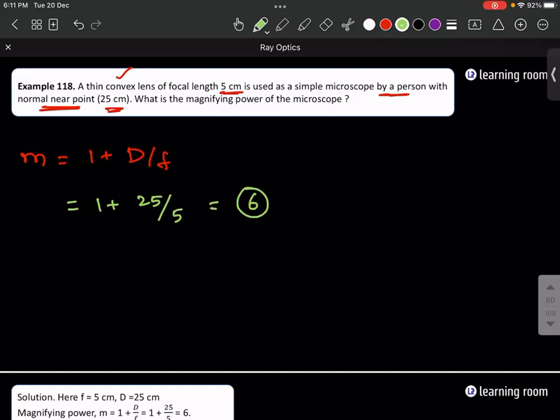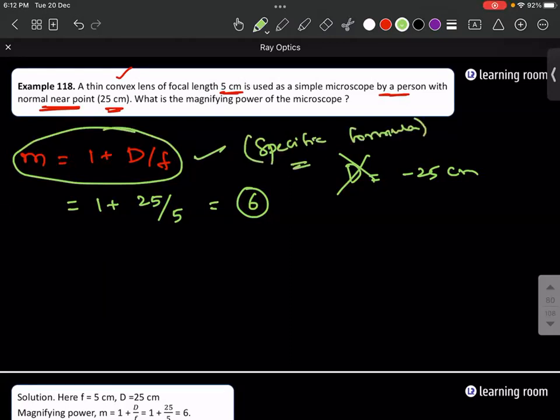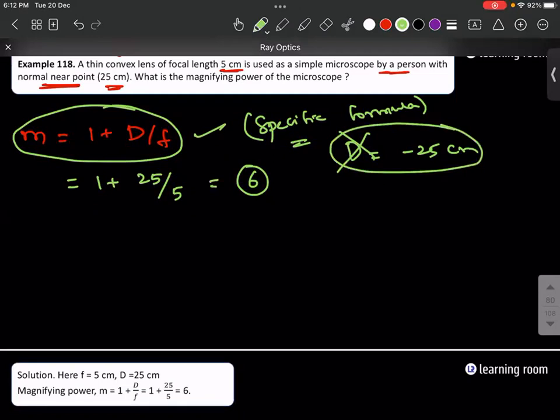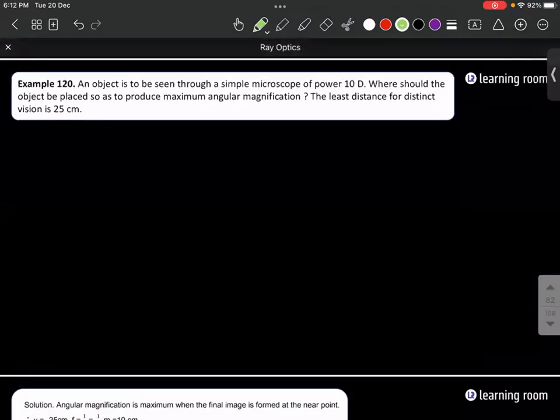Here, if you observe, for capital D I didn't use minus 25 centimeter, because this is already applied during the derivation, and this is a specific formula for the simple microscope. So we need not use any sign convention. That is a point to be noted here. Okay, is the point clear? It is a simple problem. Next.